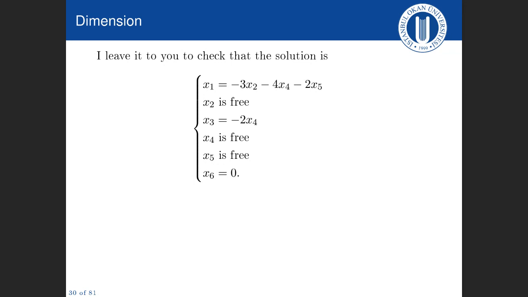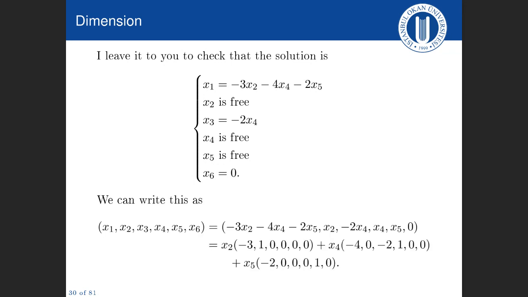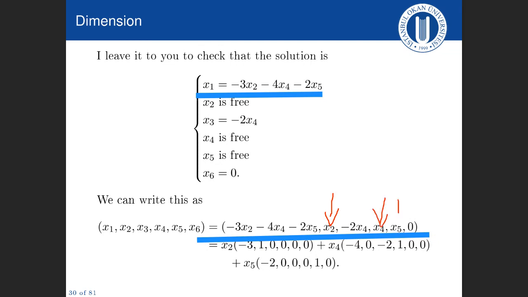Now, we can write this in a different way. We can write this as a vector. x1, x2, x3, x4, x5, x6 is minus 3x2 minus 4x4 minus 2x5, because x1 is this. x2 is free, so just write x2. x3 is equal to minus 2x4. x4 is free, so just write x4. x5 is free, just write that there, and then 0.